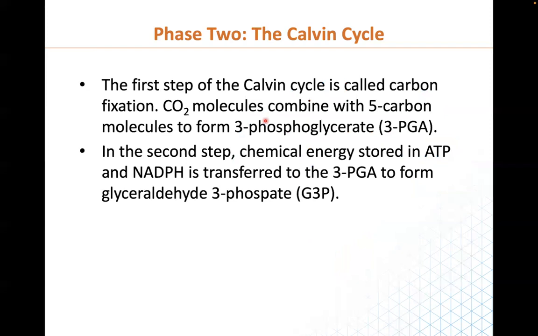So now let's explain in more detail. The first step of the carbon cycle is called carbon fixation, in which CO2 molecules combine with the 5 carbon molecules to form 3-phosphoglycerate, which is the 3-PGA. Then in the second step, chemical energy stored in the ATP and NADPH is transferred to 3-PGA to form glyceraldehyde 3-phosphate, which is a higher energy molecule.